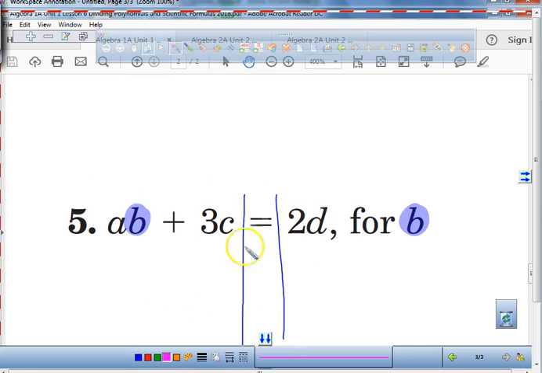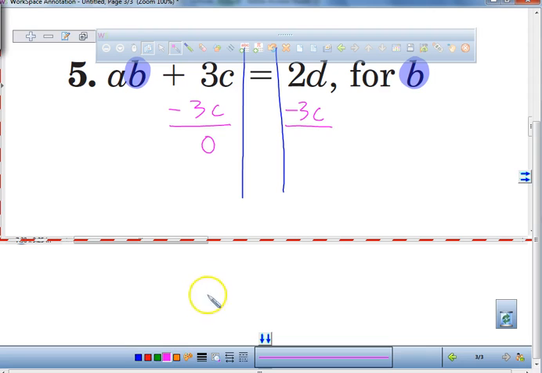What do we got to get rid of on the left-hand side? The 3c. How do we get rid of it? There we go. Come on, let's get going there. All right. What do I have left on the left-hand side of the equal sign? AB. All right. Equals.